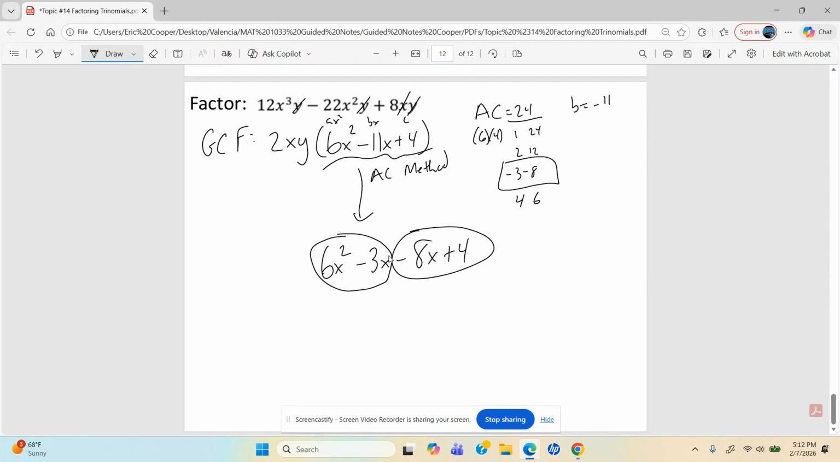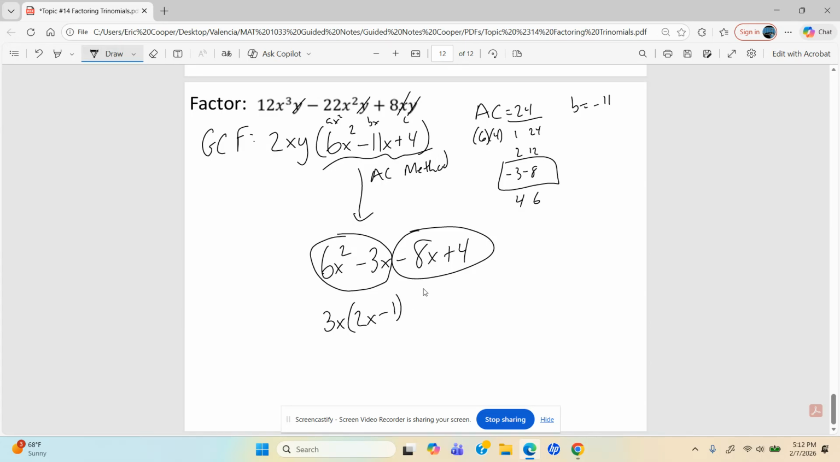6x squared minus 3x. 6 and 3, I could take out a 3. X squared and x, I could take out 1x. So I'm going to divide everything by 3x. 6x squared divided by 3x is 2x. Negative 3x divided by 3x, the 3 and the x cancel, so this is just a 1.